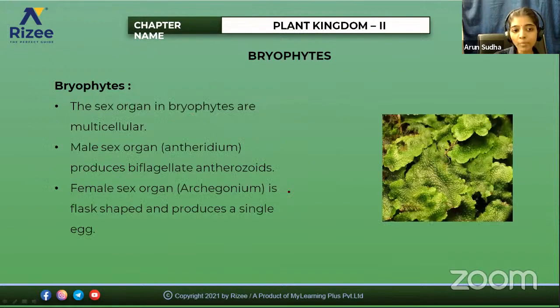And the sex organs in bryophytes are multicellular. The male sex organ is called the Antheridium. This Antheridium produces biflagellate antherozoids. This is important. They have two flagella. The female sex organ is called the Archegonium. It is flask shaped and produces a single egg. So the male sex organ is Antheridium and the female sex organ is Archegonium.